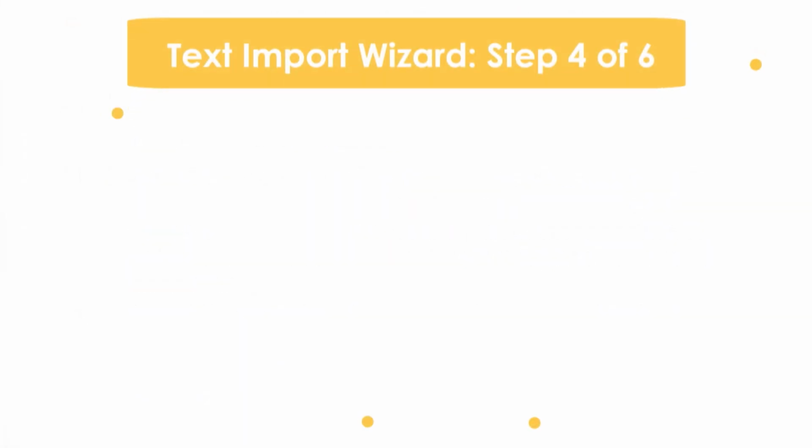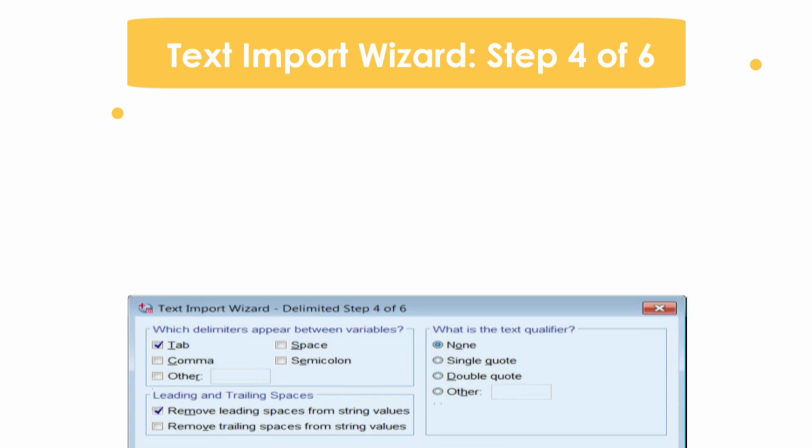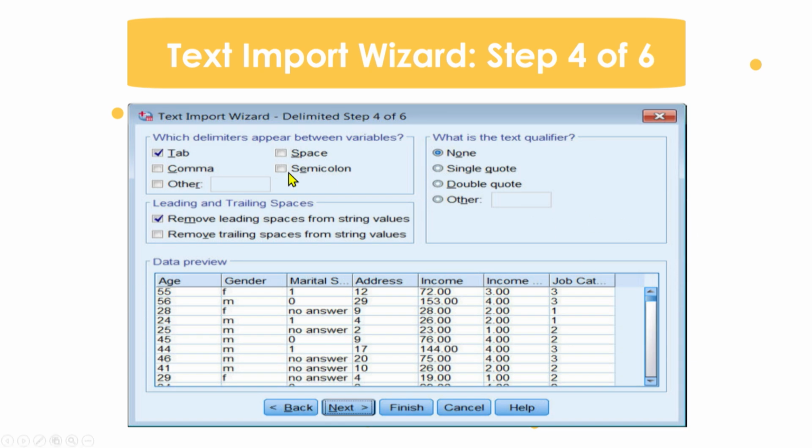Let us see how the text import wizard, that is step 4 of 6, looks. So now we can see here which delimiter we are going to use, that is Tab, and second thing you can see here leading and trailing spaces, we have enabled Remove leading spaces from string values, and you can see here the text qualifier, we are just giving as None. From the preview below you can see age, gender, marital status can be imported from the text file to the SPSS sheet along with all other variables like address, income and job category. Then click Next.